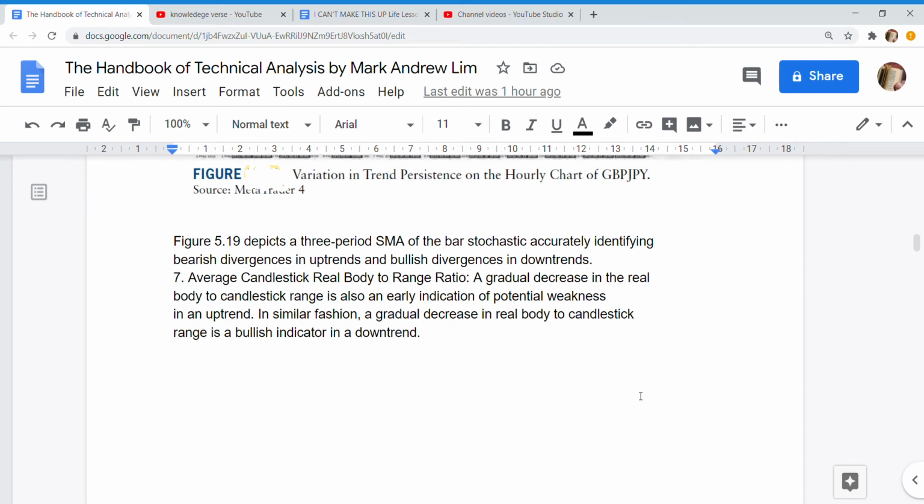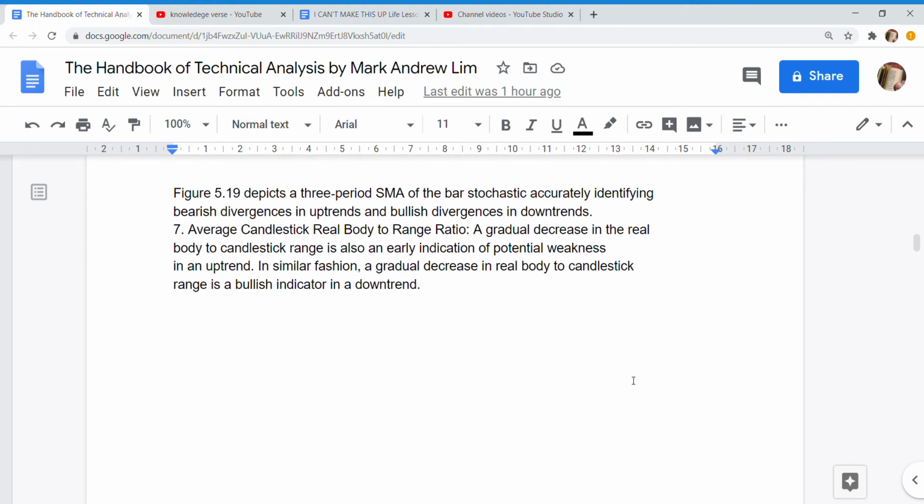Figure 5.19 depicts a 3-period SMA of the bar stochastic accurately identifying bearish divergences in uptrends and bullish divergences in downtrends. 7. Average candlestick real body to range ratio. A gradual decrease in the real body to candlestick range is also an early indication of potential weakness in an uptrend. In similar fashion, a gradual decrease in real body to candlestick range is a bullish indicator in a downtrend.